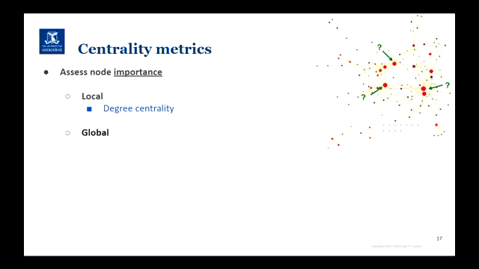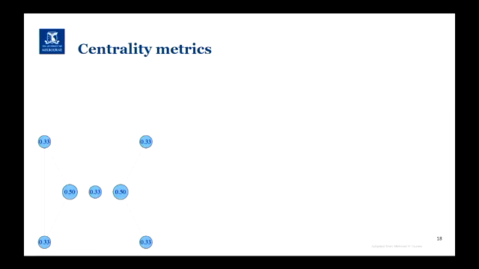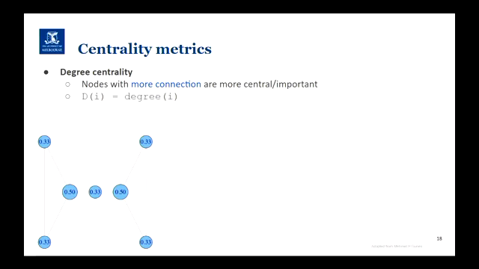But there are also global metrics. For instance, we're going to talk about betweenness centrality, closeness centrality, and eigenvector centrality as well. And starting with degree centrality, basically we're saying that nodes with more connections are more central or more important. And basically, a degree centrality for a given node i would be either the degree of the node, or we can normalize it based on the maximum degree of that graph.